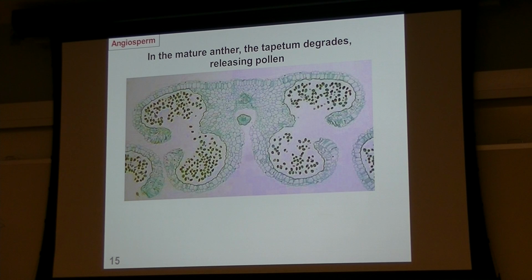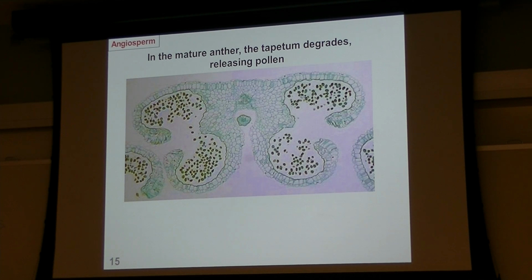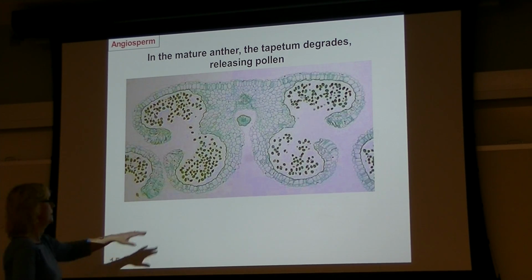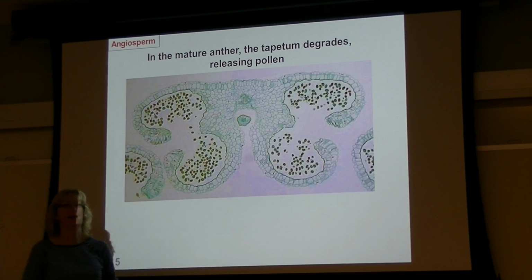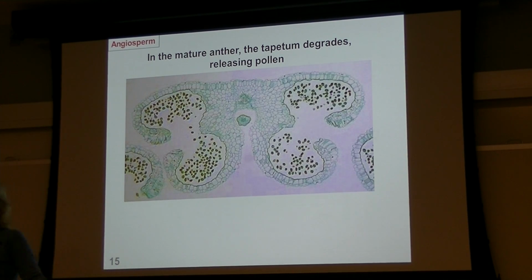Okay, so here is just a slide showing you again a cross-section of an anther. This anther has some mature pollen within it and is now undergoing a process of degeneration of these tapetal cells, and that will release the pollen to the environment.